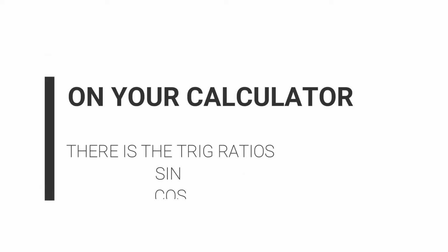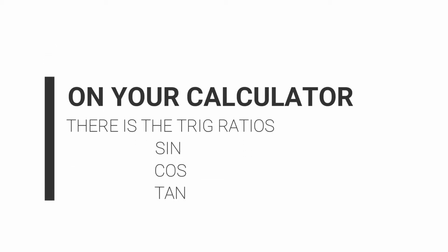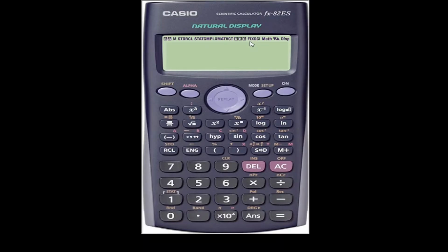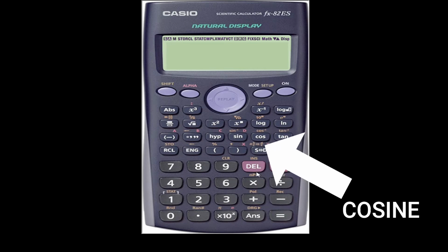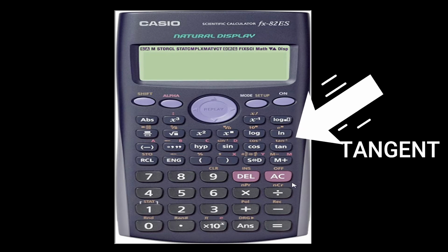Now, the trigonometric ratios are as follows. On your calculator, you're going to see sine, cos, and tan. So take a minute, just pause for a minute. We're going to bring up our calculator and show you sine, cos, and tan on the calculator.